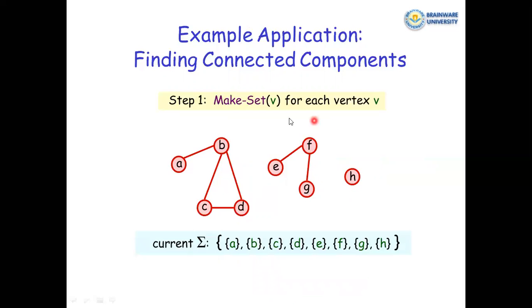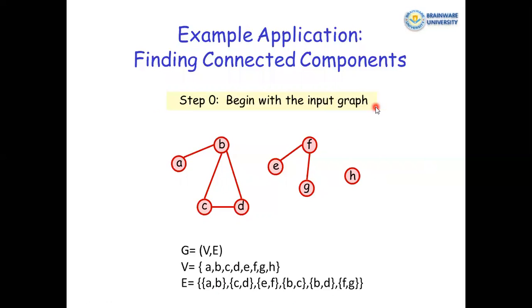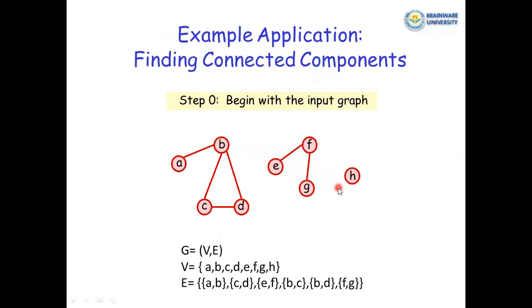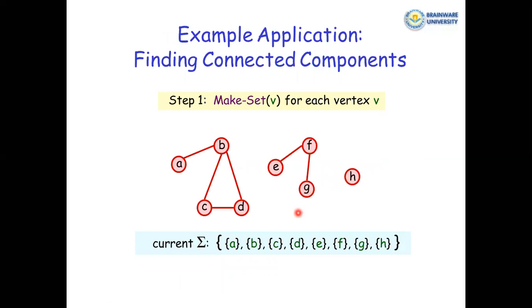Next, step one: first we apply the make set function for each vertex v. You can see the algorithm for connected components. First we apply the make set function for each vertex v belonging to the vertex set. Then we choose the edges one by one from the edge set and check the find set of u and v, and if they do not belong to the same set, then we apply the union operation.